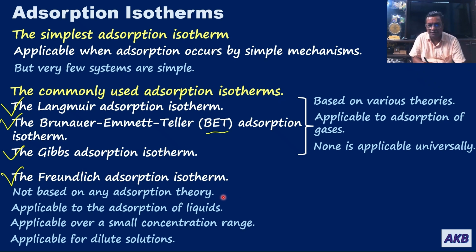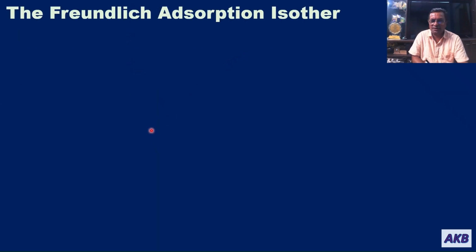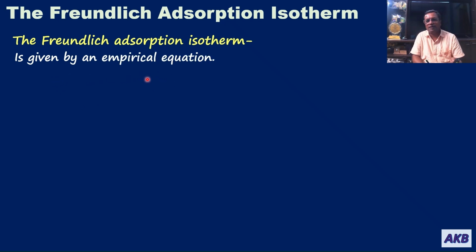Okay, now let us understand the Freundlich adsorption isotherm. It is given by an empirical equation. What is an empirical equation? This is a mathematical equation that is derived from the experimental data.